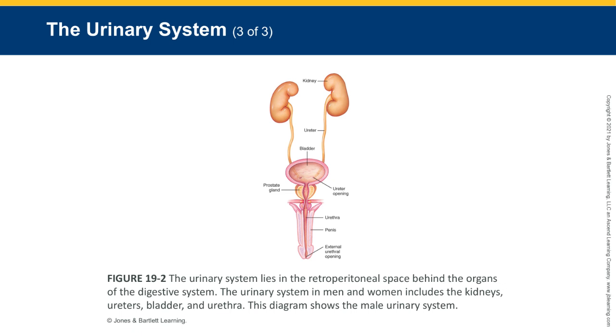This diagram shows the urinary system in males, but it functions similarly in females. The kidneys filter blood, the ureters transport urine, the bladder stores it, and the urethra allows its exit from the body. Damage or disease affecting any part of this system can lead to complications such as kidney failure or urinary tract infections.